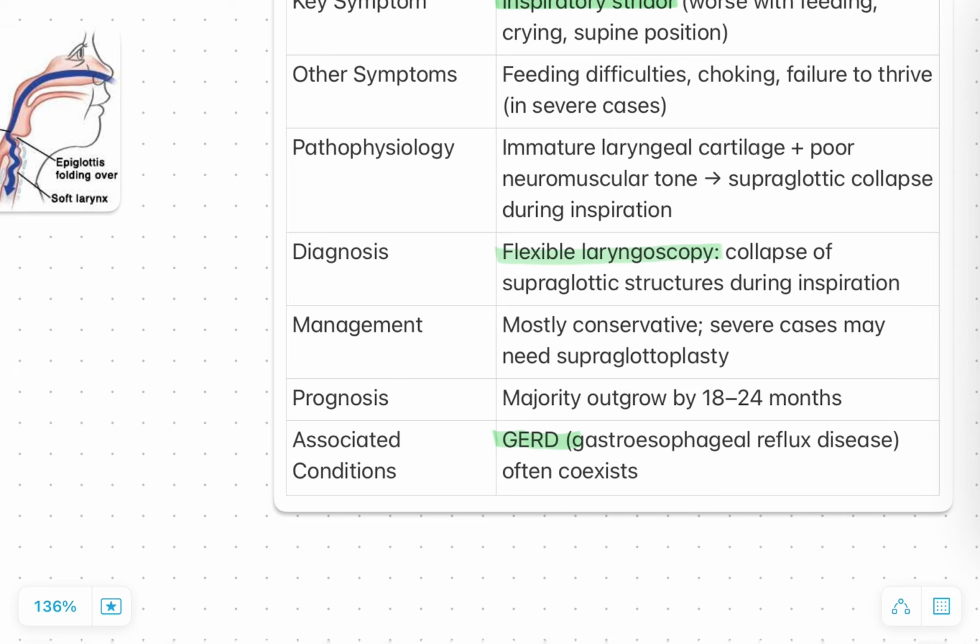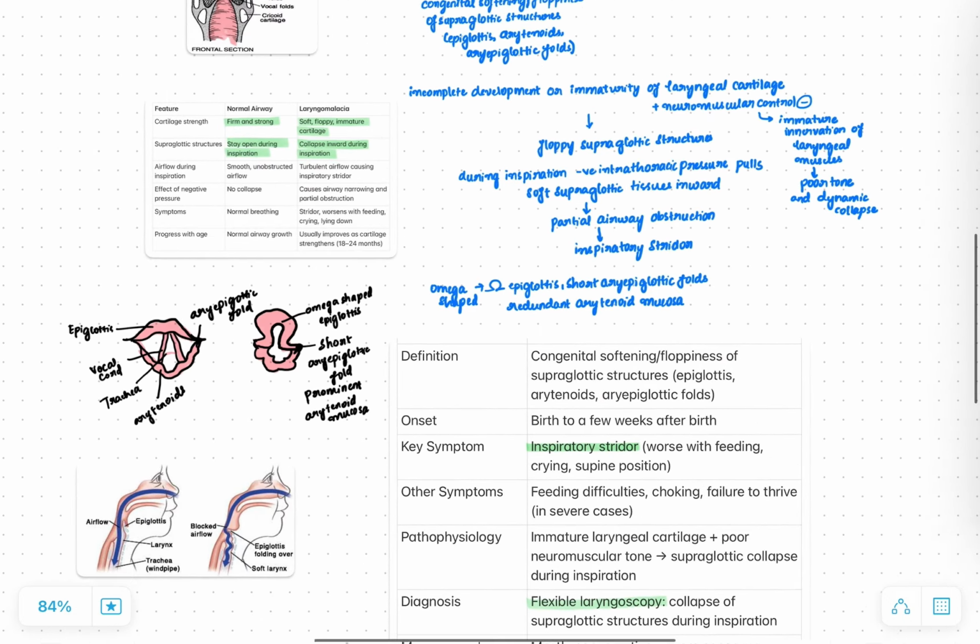Mostly the management is conservative. The majority of the cartilage will be strengthened within 18 to 24 months, but in cases of severity, the child may need supraglottoplasty. As for the prognosis, the majority will outgrow it by 18 to 24 months. It is most commonly associated with gastroesophageal reflux disease, that is GERD. So this is laryngomalacia.